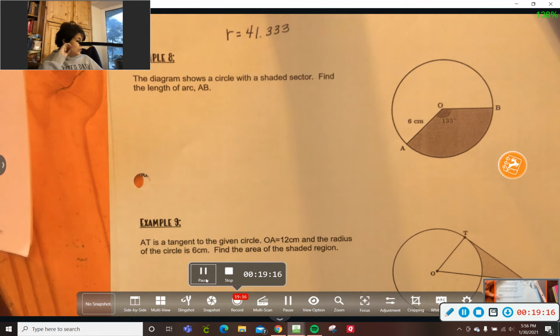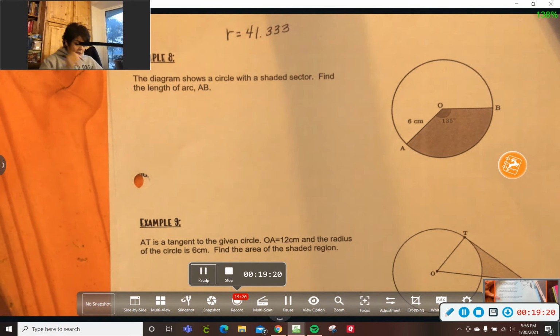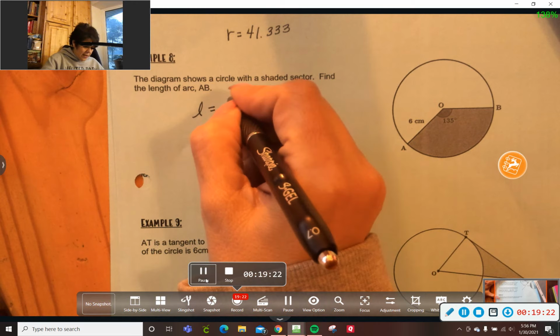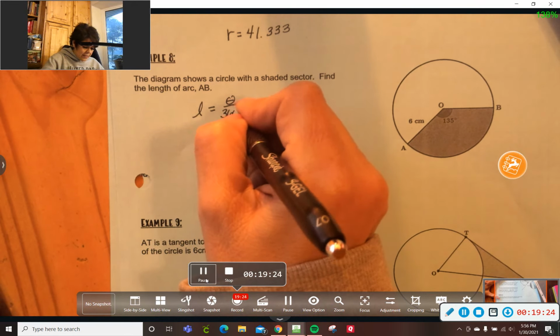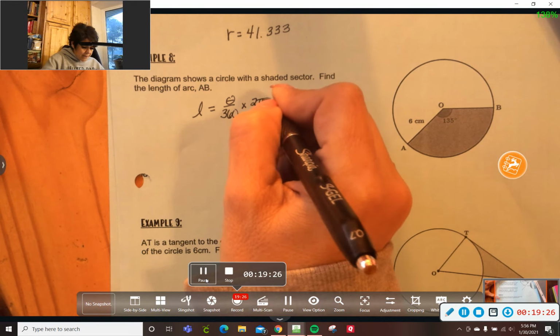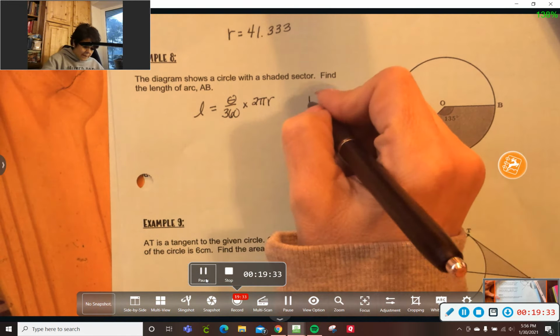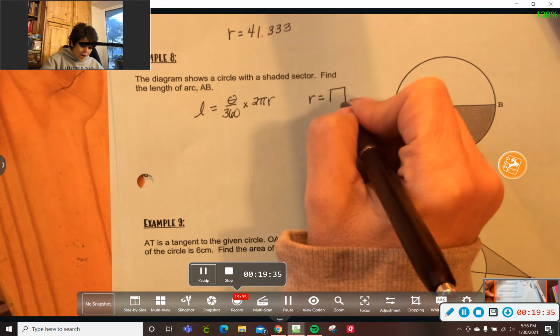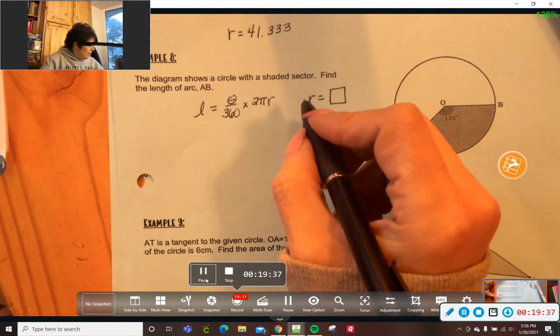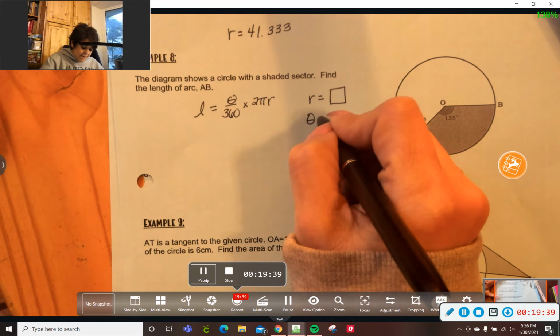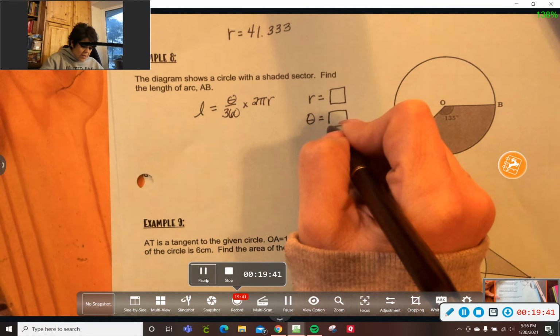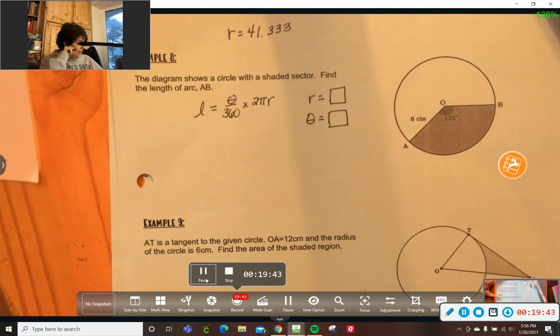The diagram shows a circle with a shaded sector. Find the length of the arc. Remember, when you're trying to find the arc length, we do theta over 360 times 2 pi r. That's our arc length. If you look at the picture, you're going to be able to see the radius, and you can put that in there. You're going to be able to see theta, which is the degree. And the rest is just finding the arc length.